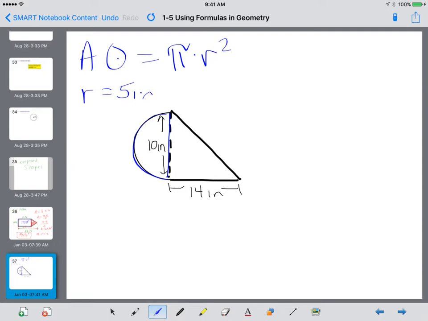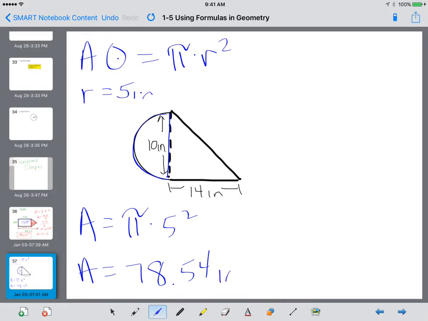So the area of that circle, if we had a full circle, is going to be pi times 5 to the second power, so that's 25. So 25 times pi equals, and we can round this, 78.54 inches squared. Now that's the full circle. That's if we had a full circle. We want half of that because we only have a half circle.